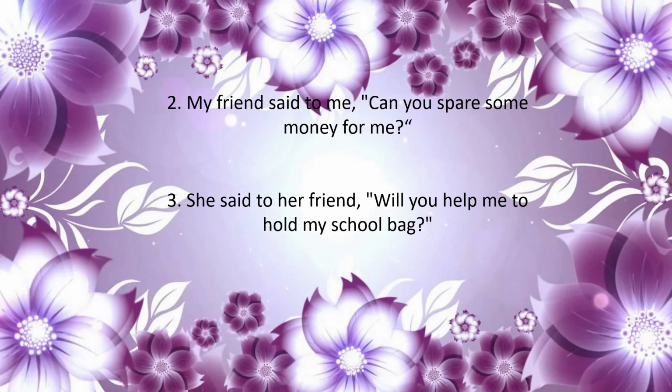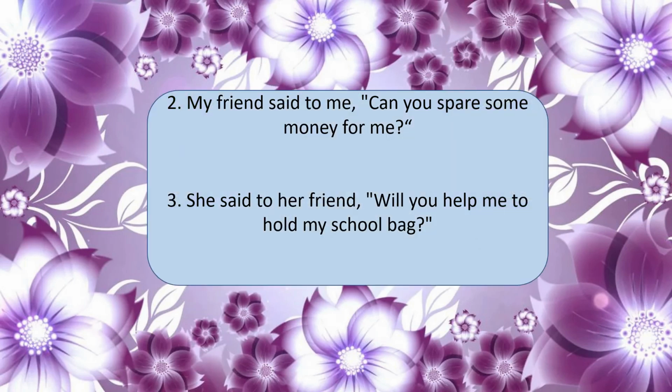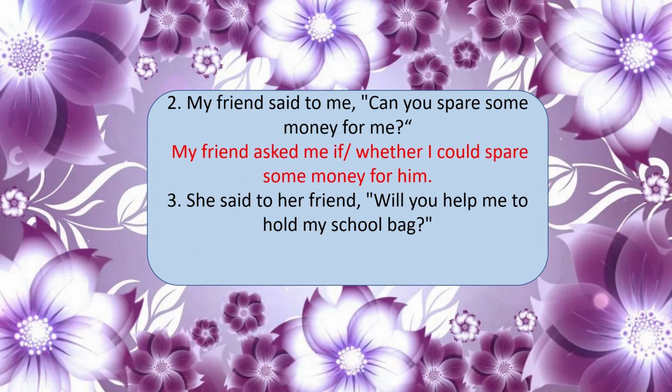Let's see the next example. My friend said to me, "Can you spare some money for me?" In this question form, it is an auxiliary verb. The question begins with an auxiliary verb. So the answer for this is, my friend asked me if, or we can use whether, I could spare some money for him. Here we are using the conjunction if or whether because the question starts with an auxiliary verb.